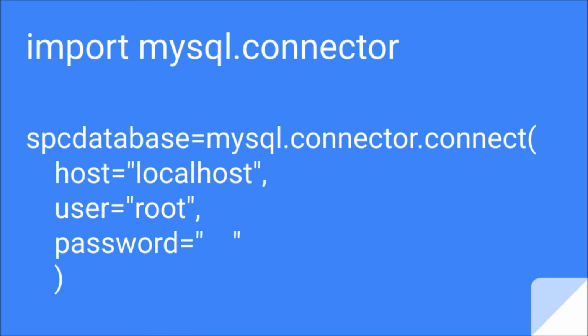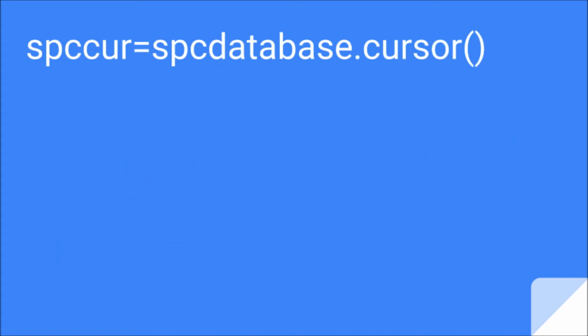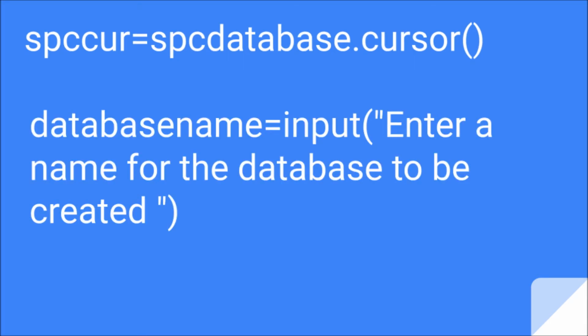The mysql.connector.connect method is used to connect to MySQL with some arguments such as host, username, and password. The connection is given a name. Here, spc_database is also the connection object. We can create a cursor object, spc_cur, using the cursor method of the connection object spc_database.